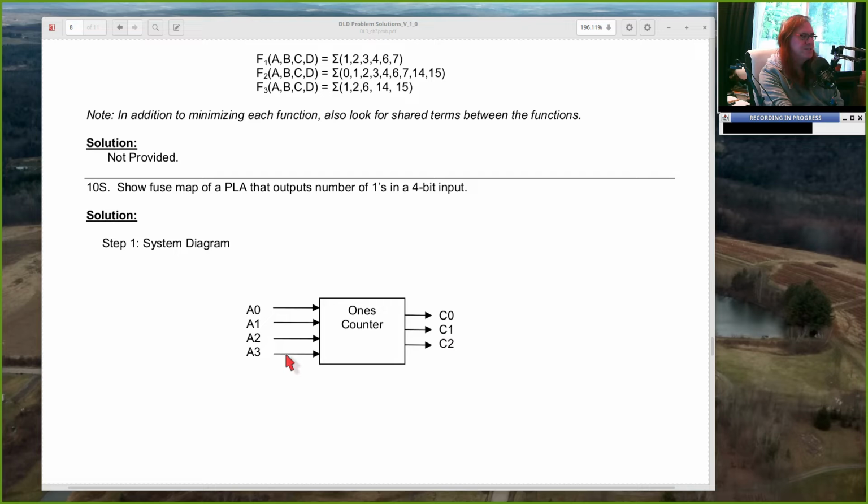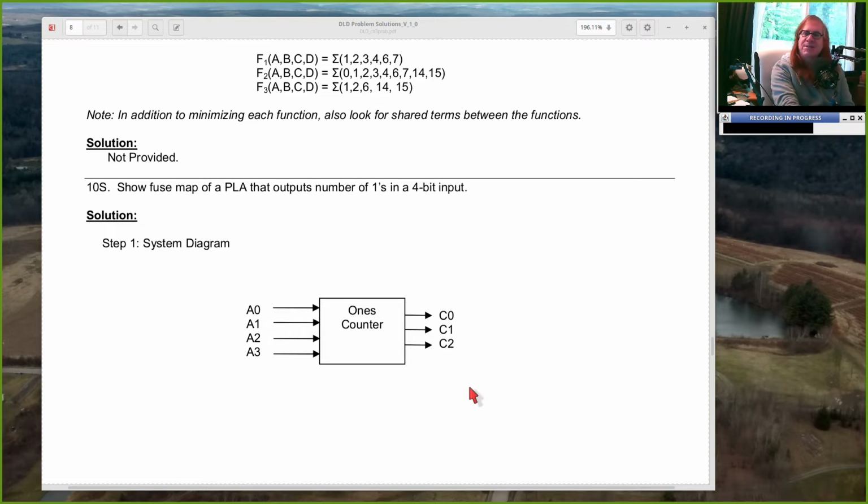So this is called a ones counter. If you input a number like 1101, that's got 3 ones, so you should output the number 3. If you put in the number 1111, that's got 4 ones, your output should be the number 4. So you can make a truth table for this, and it would be 4 inputs, so 16 rows and 3 outputs. So you'd have 48 ones and zeros in your truth table.